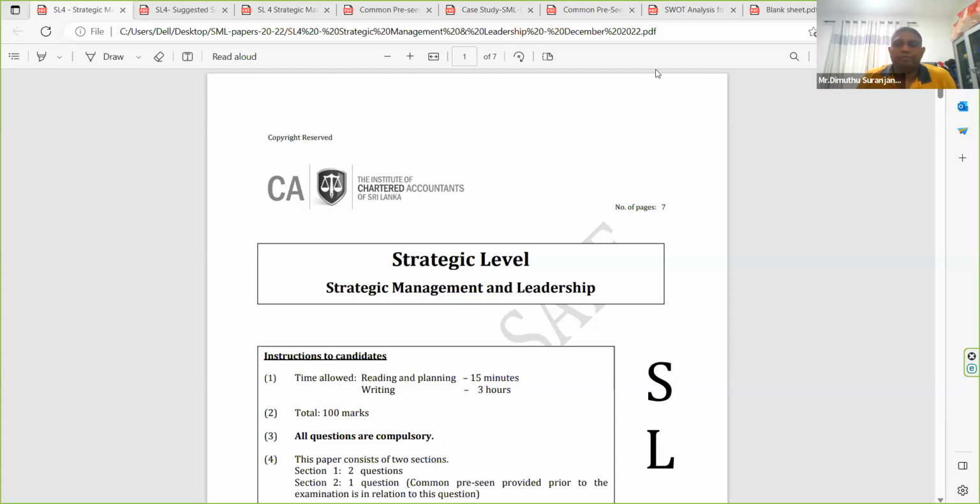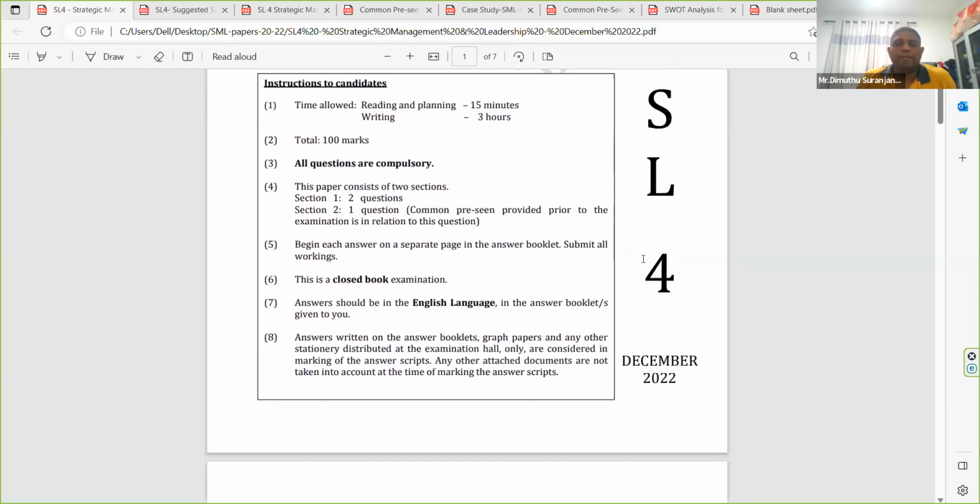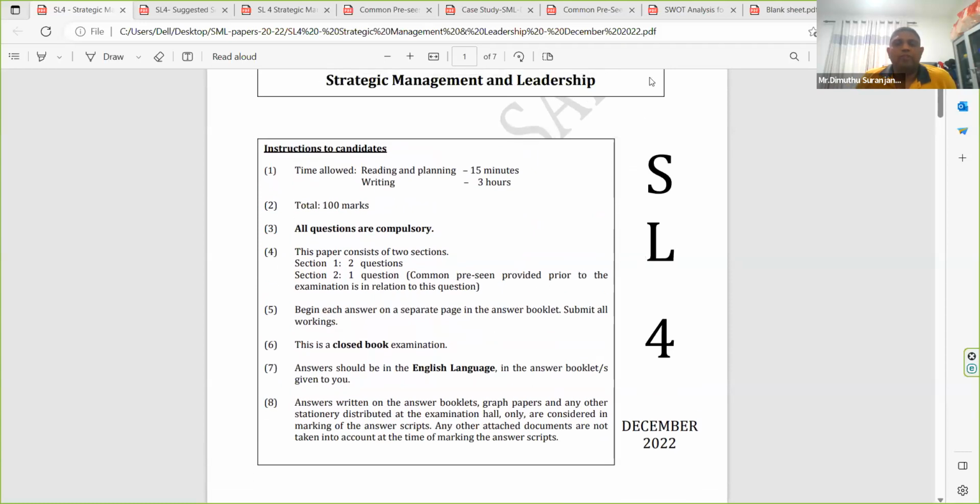Right. Now, when it comes to this SL4 paper, it normally consists of two sections. Section 1 carries 50 marks, and Section 2 also carries 50 marks. The difference is that Section 1 normally includes 2 questions, each carrying 25 marks. Section 2 has only 1 question, which is based on the common pre-seen provided 1 month prior to the exam.